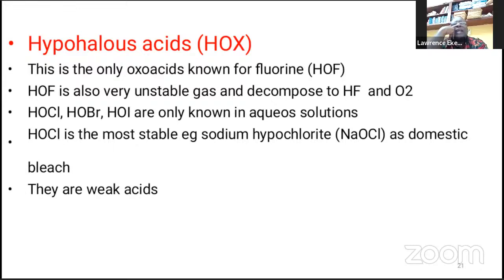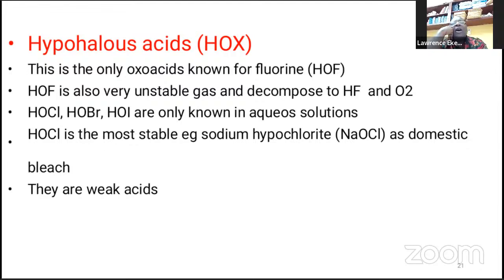But the oxyacids of chlorine, bromine and iodine are in aqueous solution. And the most stable of these 3 is hypochlorite. The hypochlorite is our common bleach that we use in washing our clothes at home.